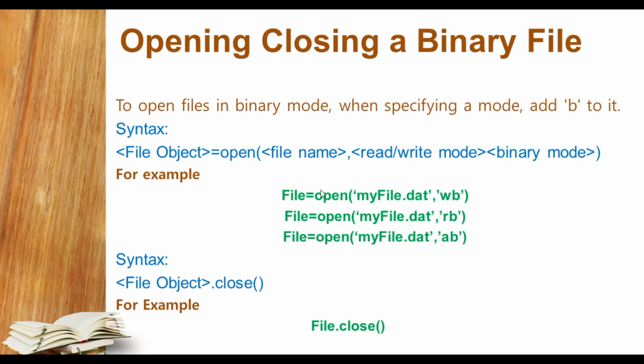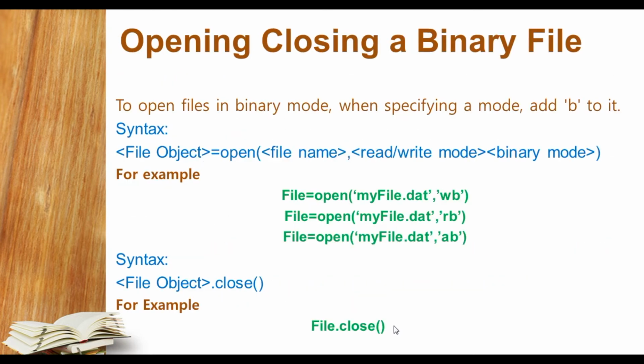So let's do it again. File equals open, within parentheses the file name along with an extension which supports binary mode, then comma, W here for write mode, B in the sense of binary mode. Same here, file open, within parentheses myfile.dat, then RB. In this syntax we are trying to read the binary file, B in the sense of binary mode. In this we are opening a file in append mode along with binary mode. And now closing a file is quite easy, like a text file: file object dot close function, for example file.close(), round brackets open and close.